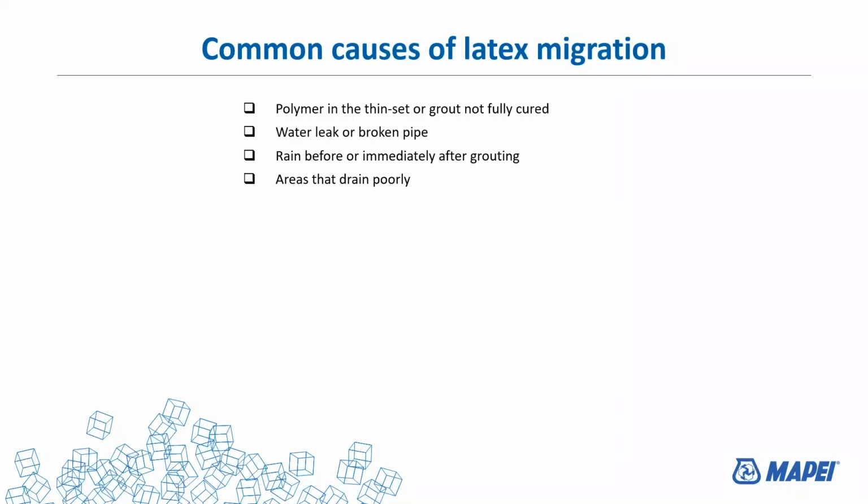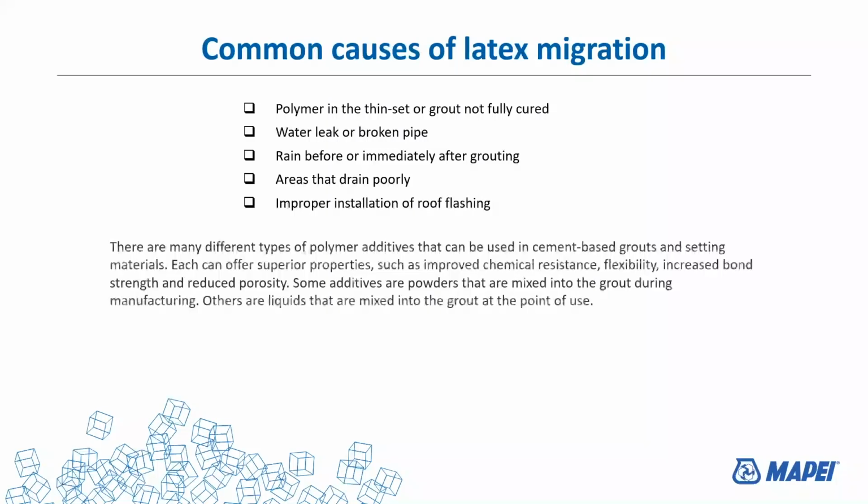Again, improper installation of roof flashing can cause leaking behind the walls, meaning you've got some kind of an issue going on. When it comes to polymer additives, there are a variety of them used in cement-based grouts and setting materials, and every one of them can offer a different characteristic. Some add improved chemical resistance, flexibility, higher bond strength, and a more dense grout, for instance, making reduced porosity. Some of the additives are powders that are ground into the mixture during the manufacturing of the product, and they're activated when you add water.